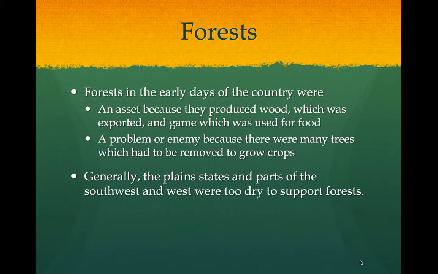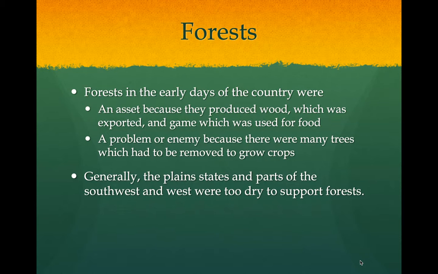So generally, the plain states, out in Kansas and Oklahoma and places like that, and parts of the Southwest and the West were too dry to actually have big forests, and so that's why a lot of your pasture land, ranch type land, livestock growth, cattle growth, huge ranches are situated in the middle part of the United States, just because the dry climate did not support the forests that you see, especially in places like the Pacific Northwest.